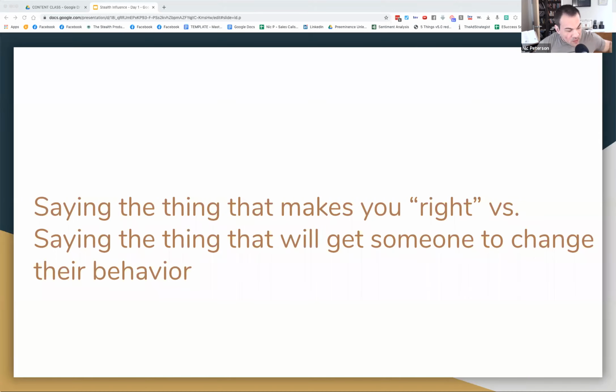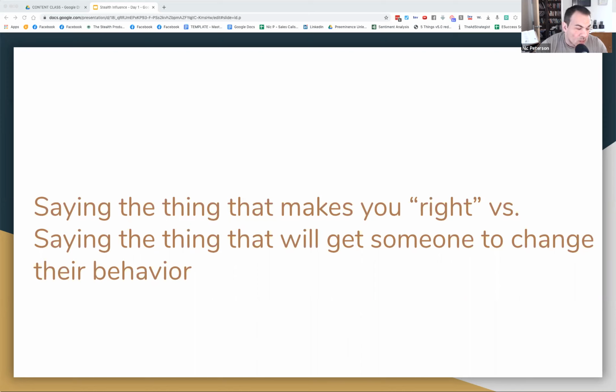What we need to be cognizant of is not being technically correct, not stroking our ego, not being right, not digging for pain, not necessarily creating curiosity, though that is a very powerful tool. It is saying the thing that will get someone to change their behavior.